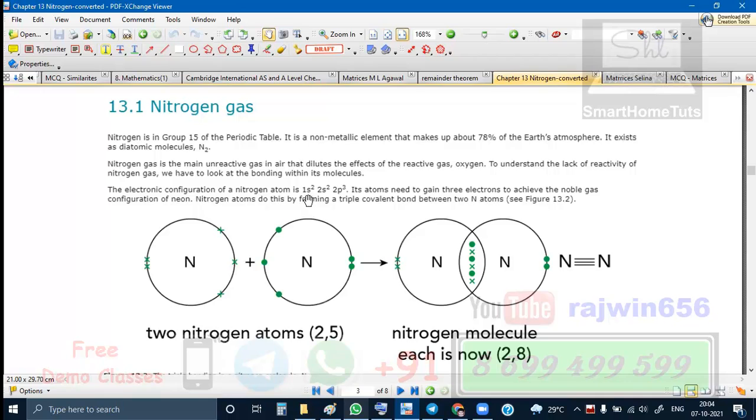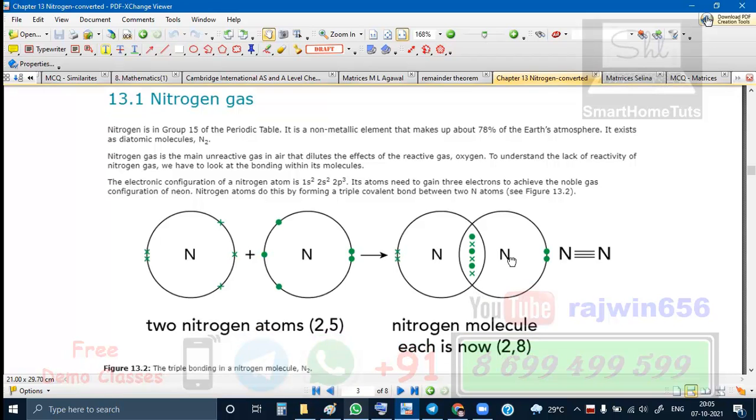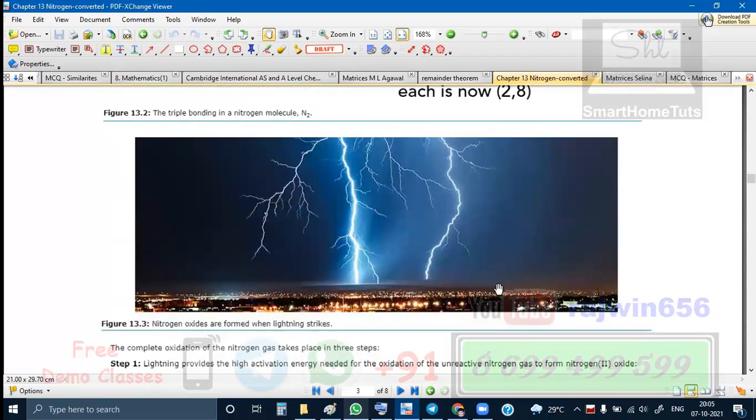Okay, the electronic configuration is 1s2, 2s2, 2p3. So 3 electrons are getting bonded over here to achieve noble gas configuration. And because of this triple bond, it is very less reactive. Then under what conditions is it going to react? Lightning is the source where nitrogen and oxygen are made to react.